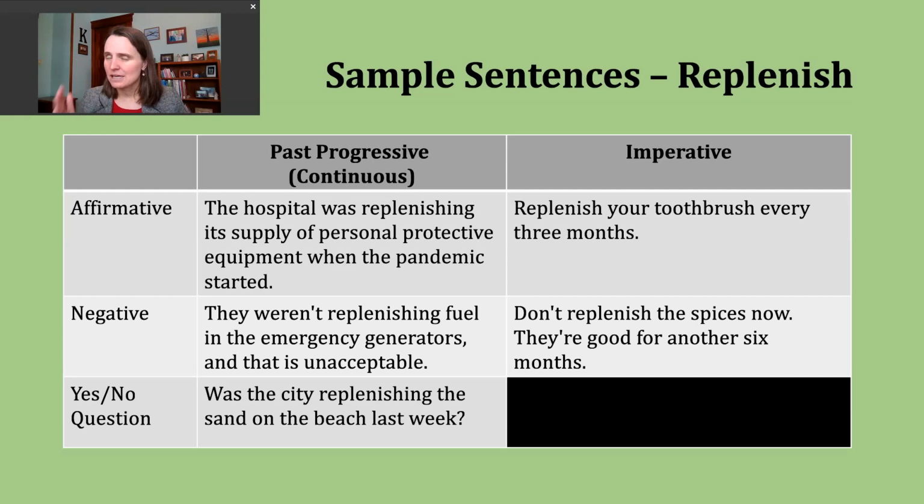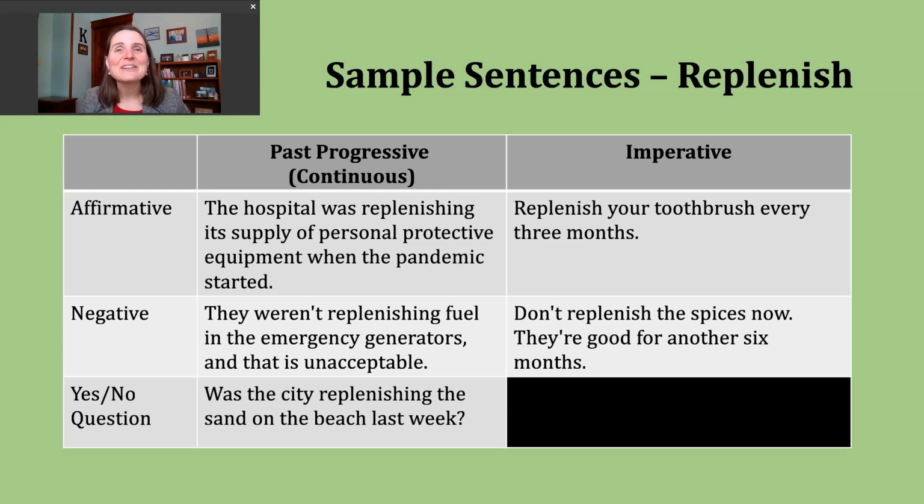To do this, again, we always start with our subject. We use was or were, then not, and then our verb with ing. Now, sometimes you will see were not combined into the contraction weren't, and sometimes you'll see was not combined into the contraction wasn't. Let's look at an example sentence. They weren't replenishing fuel in the emergency generators, and that is unacceptable. Okay, so here, maybe this fuel was being used, but it was not being refilled or replenished.